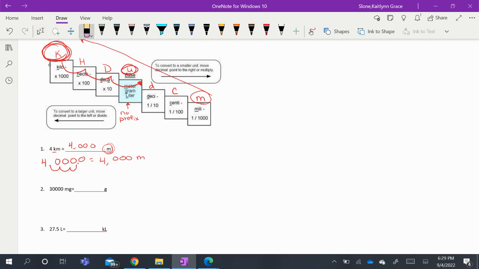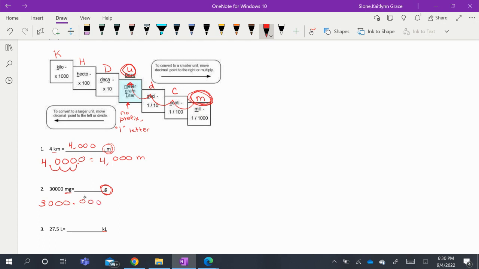So let's go to the next one. This next one, we're starting in mg's, milligrams. So we're starting here at milli. And again, we're going to that base, the one without a prefix. It's the one with only one letter. So this time we're going to go 1, 2, 3 times to the left. So we have 3,000.